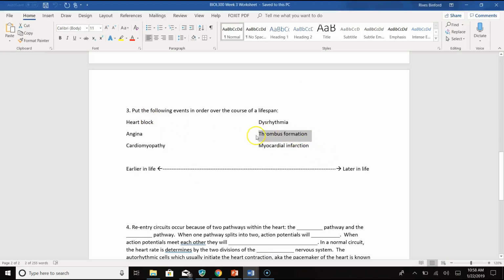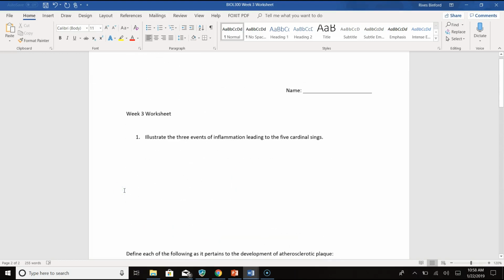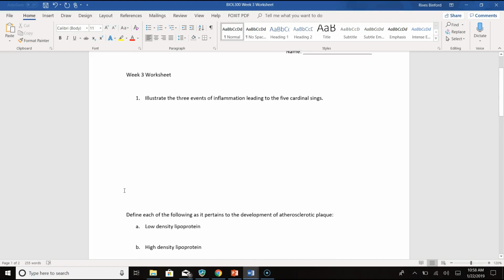Remember, thrombus formation, we're talking about atherosclerotic plaque. In fact, I'm going to change it, atherosclerotic plaque. And I'll upload this one. Let's go over the rest of this worksheet before I turn you away.